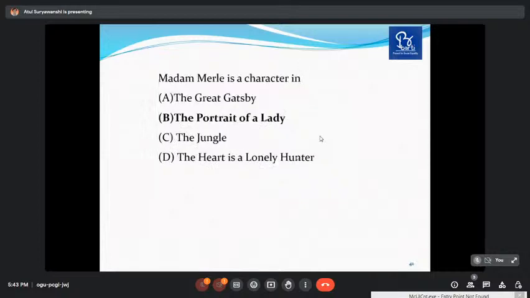The next question here in this series. Madame Merle is a character in which novel? The Great Gatsby, The Portrait of a Lady, The Jungle, or The Heart Is a Lonely Hunter. The B option is the correct one, The Portrait of a Lady, in which the character Madame Merle appears.